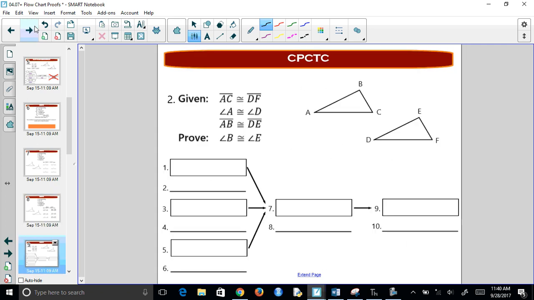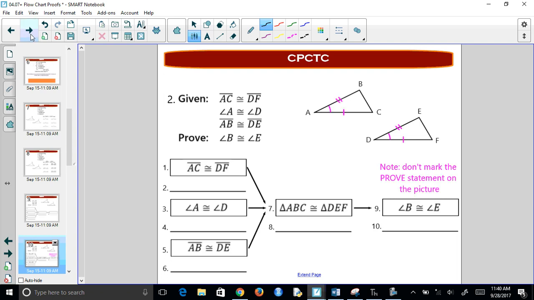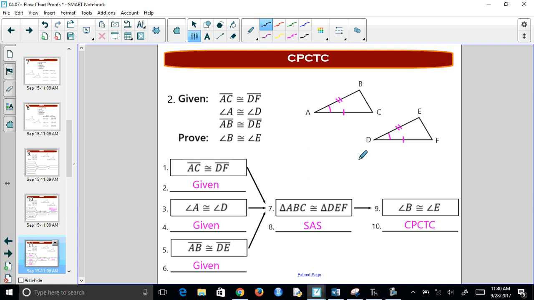So what we're going to do is take the same example as we had earlier, and now we're going to use CPCTC. In your packet, if you don't want to write the whole thing out, I get it. We're just adding on to your previous one. So we're going to do everything the same, but now once we have this, since B and E are the middle letter in both these triangles, we know that angle B has to be congruent to angle E by CPCTC. So everything is the same. We're just proving that angle B and angle E are congruent by CPCTC.